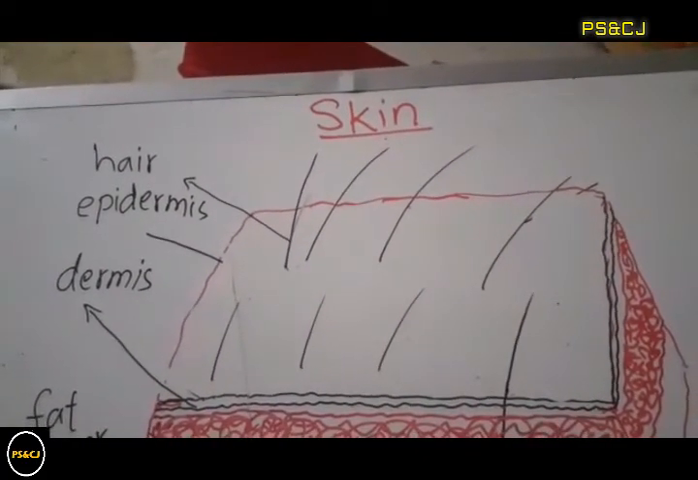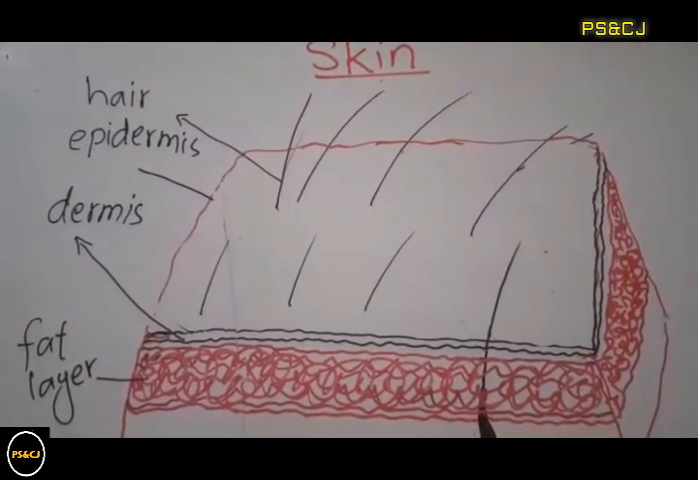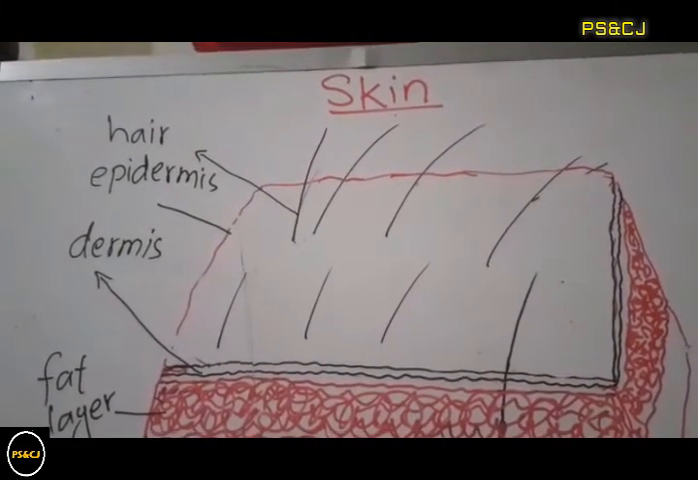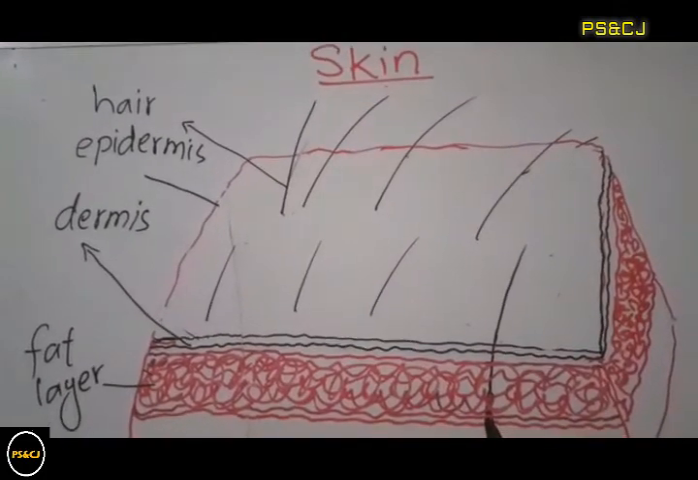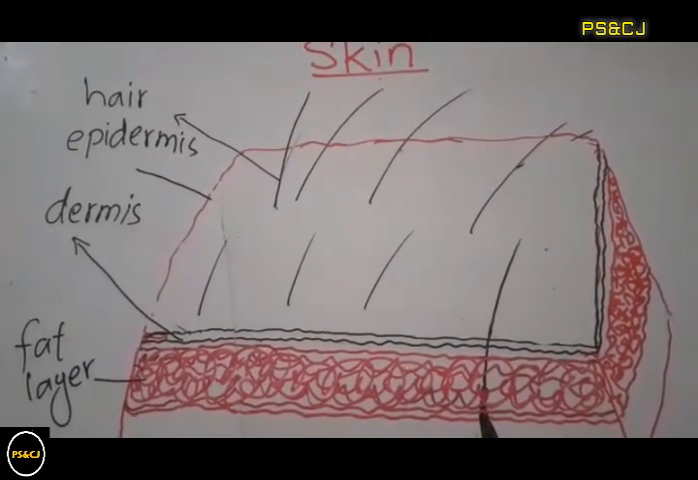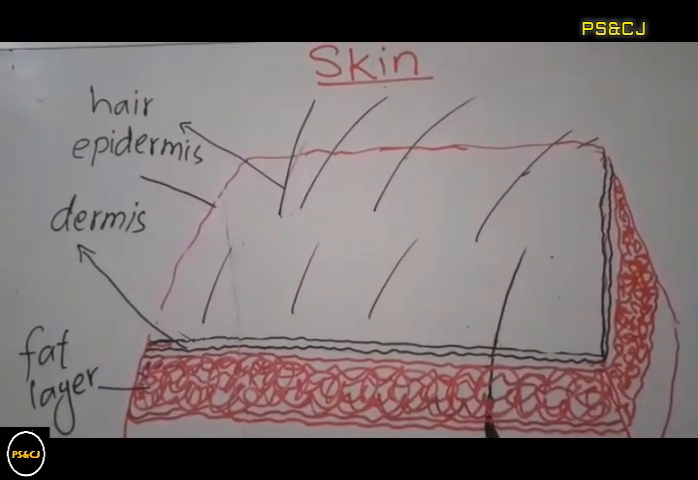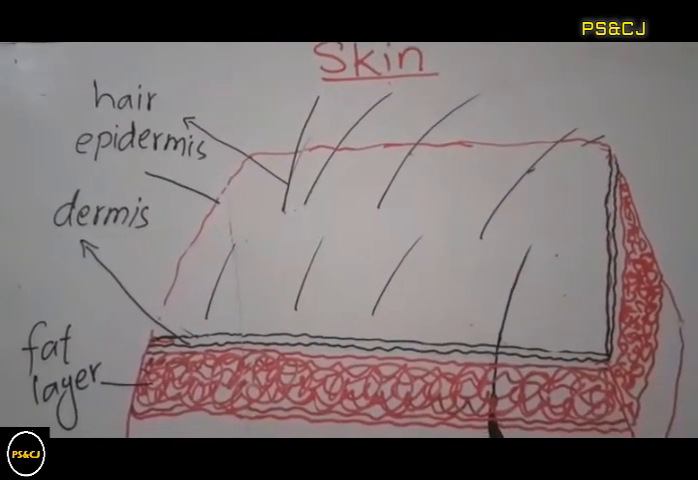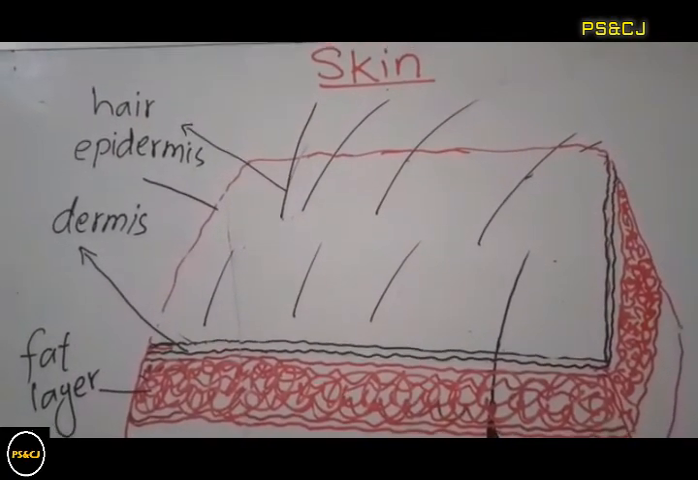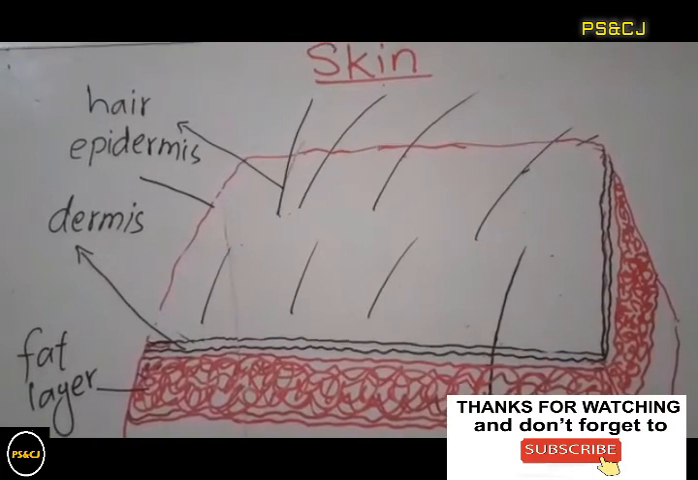So these receptors send the information to our brain, and when we touch different types of things, these receptors send the message to our brain. The structure of skin consists of three layers. The first and the top layer is called the epidermis, and the epidermis contains hair and is the top layer of the skin. And the second layer of skin is the dermis, and dermis contains the blood vessels, arteries and veins.